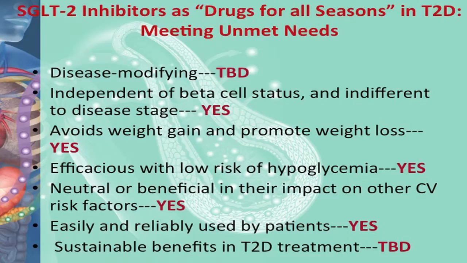But they're independent of the beta cell status, indifferent to the stage of disease. They avoid the baggage that we're concerned about. Low risk of hypos with good efficacy, neutral or beneficial in their impact on cardiovascular risk factors. In fact, some of the meta-analyses of the cardiovascular benefits look pretty darn promising. And they're easily and reliably used by patients and with sustainable benefits.